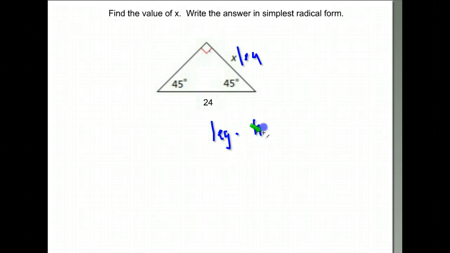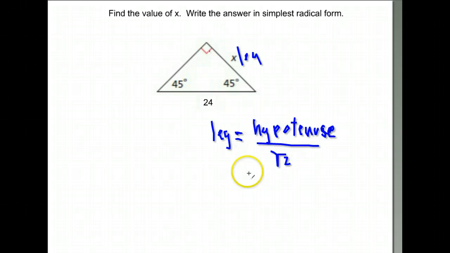divided by the square root of 2. So that's exactly what I'm going to do. I'm going to take the hypotenuse, which was 24, and divide by the square root of 2. It wants it in simplest radical form. Can I leave my answer 24 divided by square root of 2? Is that okay? Nope, it's not, unfortunately.